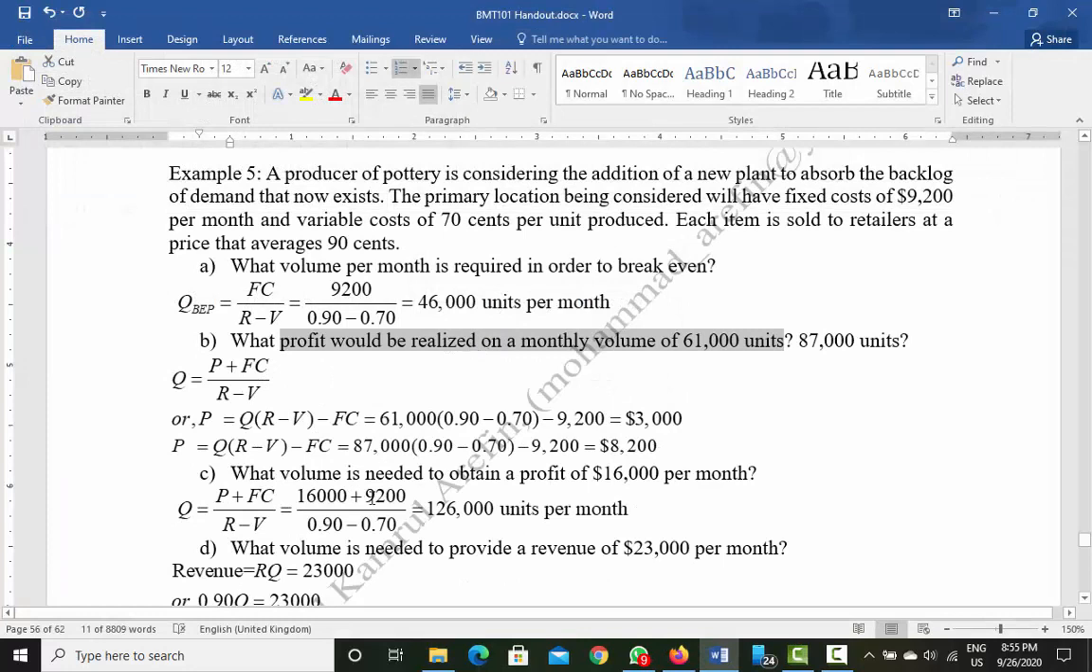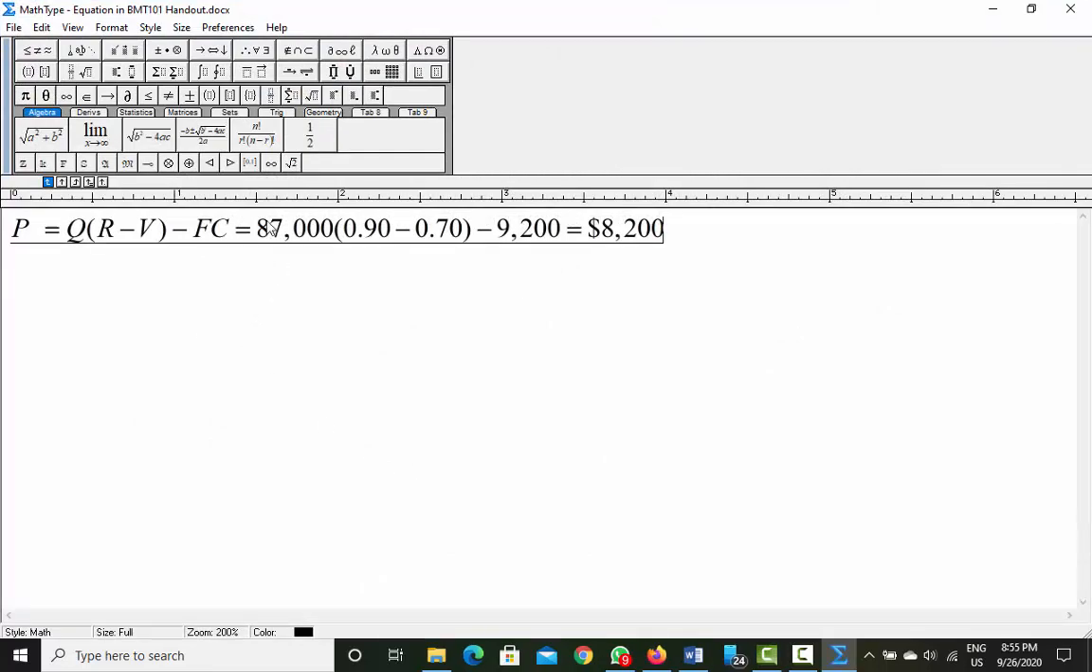Now the next one. If the volume of output is 87,000 units, then what profit will we get? Everything will remain the same, only Q will change to 87,000 units. In that case, the profit realized will be $8,200.